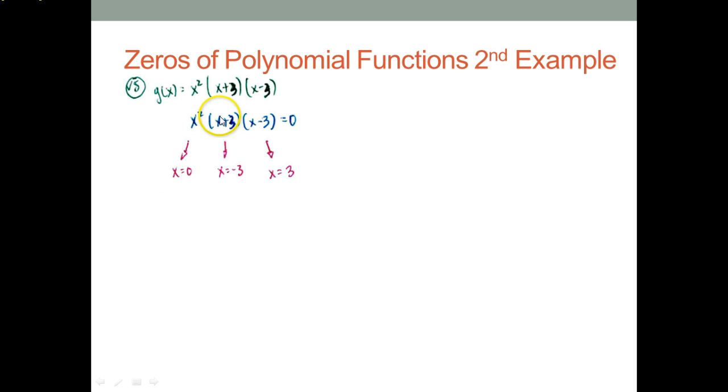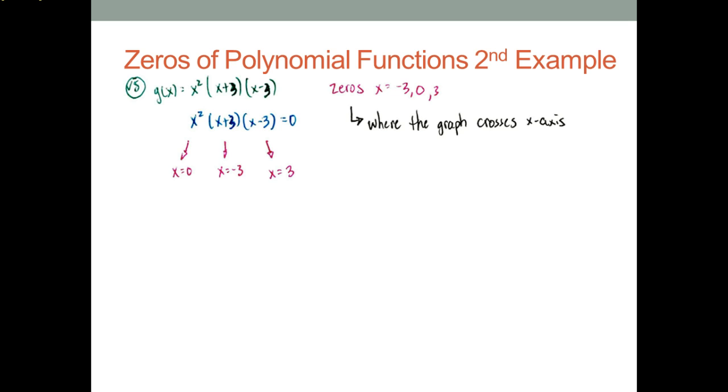Second one is -3. If I put -3 into this quantity, it would turn this quantity into 0, which would make the statement true. And the last term would be 3, because if I put +3 into the last term, it would make that last term 0. Excellent. So the zeros are -3, 0, and +3. And this is where the graph crosses or touches and turns at the x-axis. We don't know yet.